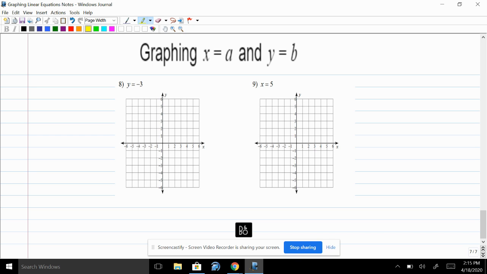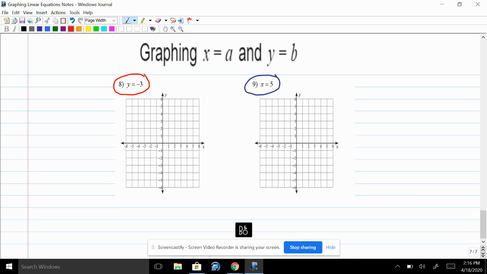All right, so we've reached kind of the end of the road here as far as things I can throw at you and expect you to be able to graph. These are what I like to call our special cases, our x equals a and our y equals b. Okay, so what I mean by that, guys, is when you have a problem where you have x equal to a number, like you have in number 9, or y equal to a number, like you have in number 8.